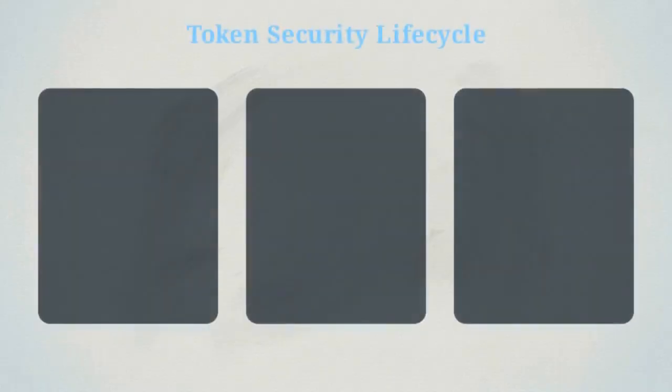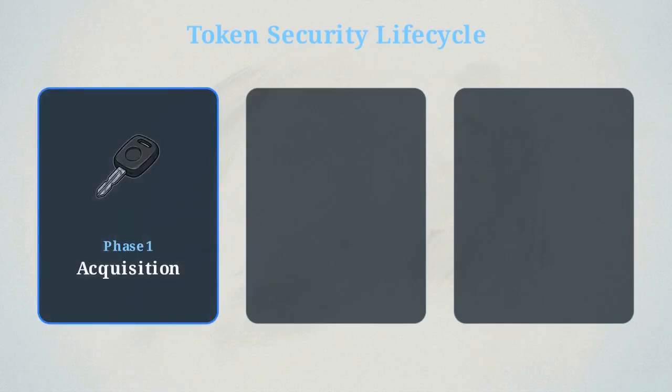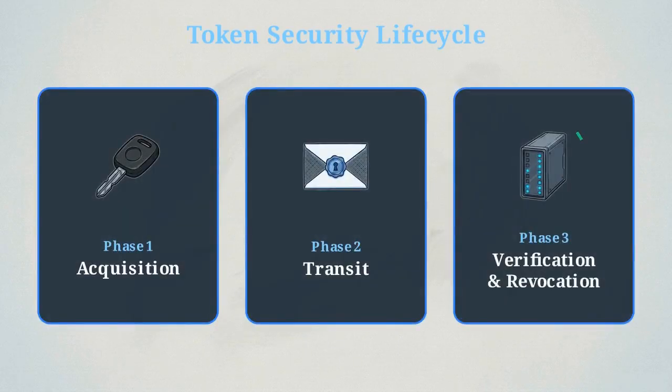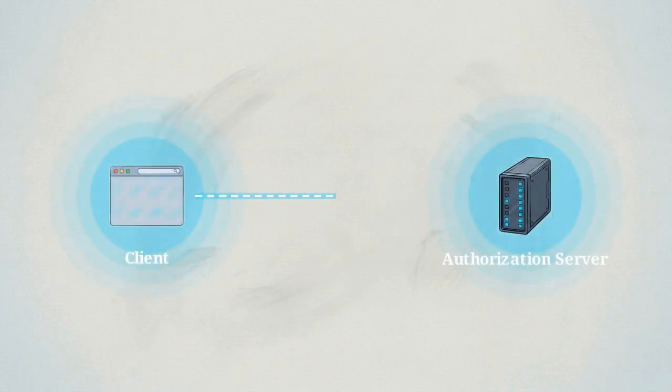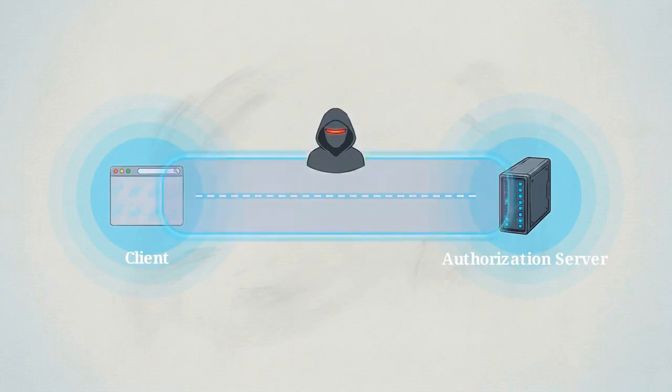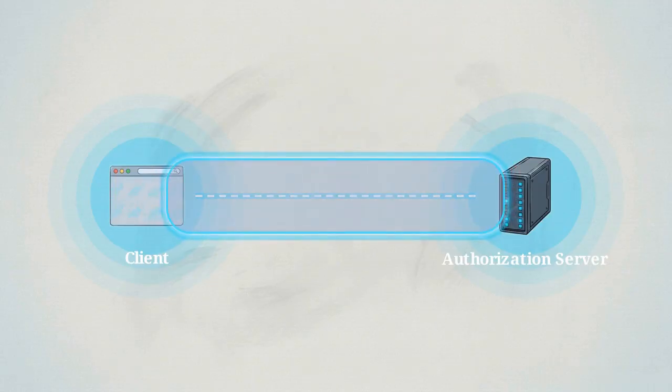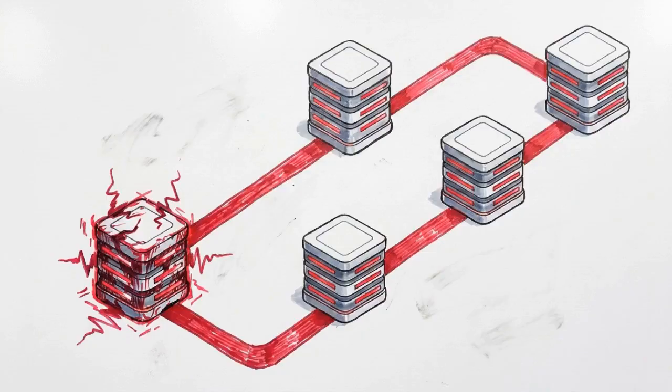To build this, we must secure the token across 3 distinct phases of its lifecycle: acquisition, transit, and verification and revocation. We begin our blueprint with a blank canvas, mapping only the client application and the authorization server. Our first step is securing how the client requests and acquires the token, ensuring the handshake cannot be intercepted by a man-in-the-middle attack. A single cryptographic flaw during this initial acquisition phase compromises the entire downstream architecture.